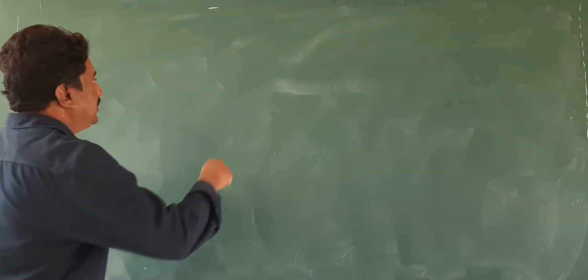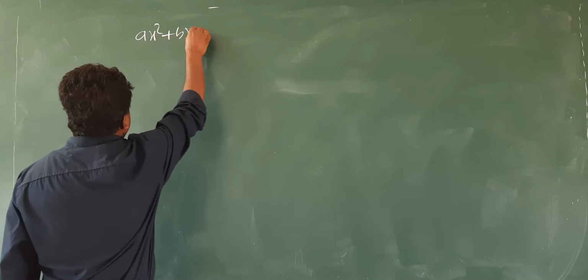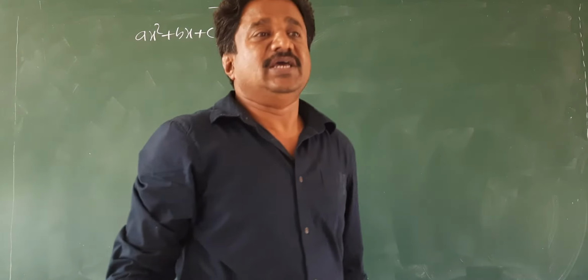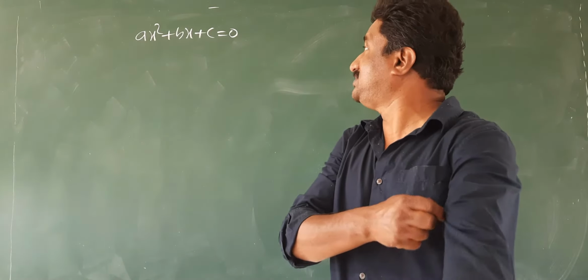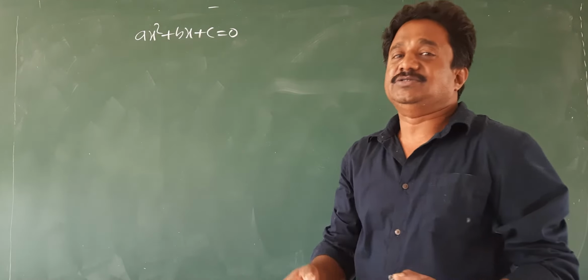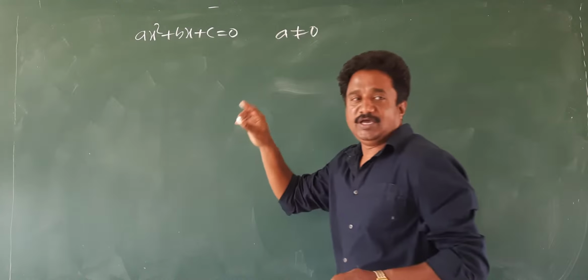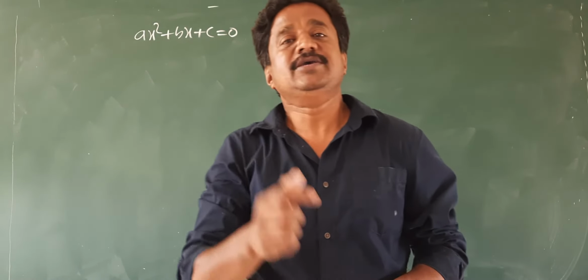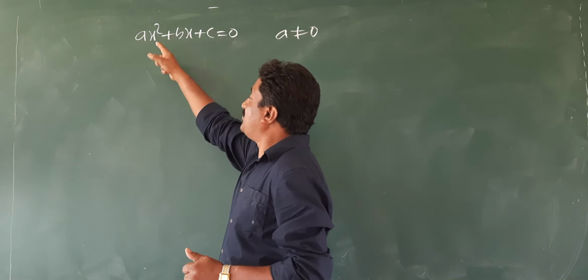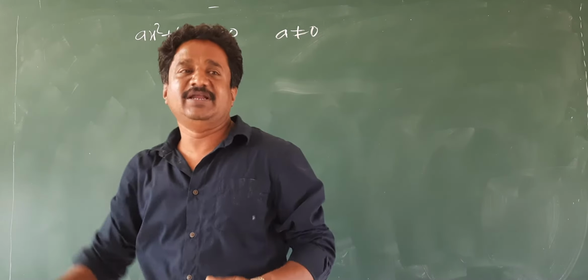The general quadratic equation is ax square plus bx plus c is equal to 0, where a, b, c are real numbers, provided a should not be equal to 0. So a should not be equal to 0, students. If a becomes 0, this quadratic equation reduces into a linear equation.